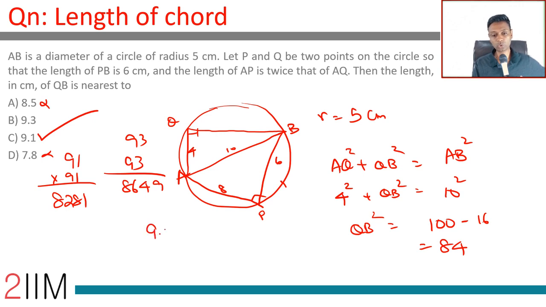9.2 would have been better, I think. 9.2 square would have been 8464. So 9.2 would have been closer to this than even 9.1. Between 9.1 and 9.3, 9.1 is definitely closer. 9.1 is the answer. Nothing but Pythagoras theorem applied twice over.